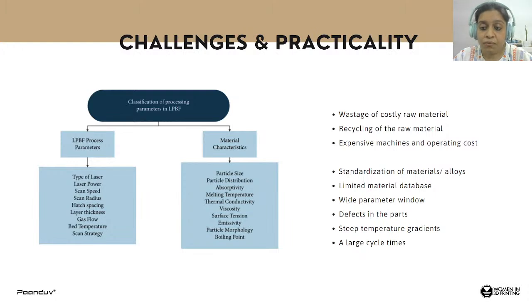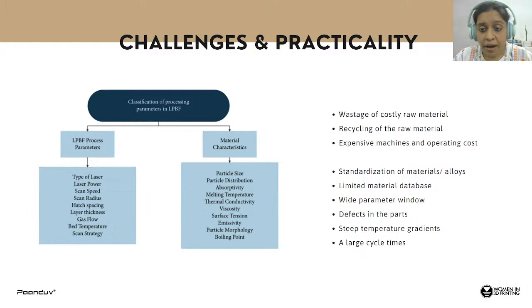Recycling of raw material is another challenge that we have faced recently. Even though some of the powder particles are not subjected to direct heat, the particles here and there are spattering, the liquid is spattering, so somehow they experience the heat, and due to that heat they can change their properties. The machines are very expensive, and the operating cost is also very high, because the power consumed by these machines is huge. The manual cost is huge.